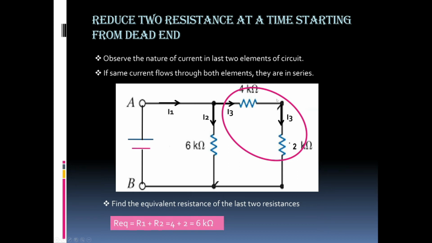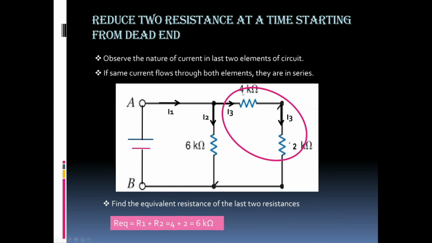For that, we have to find if they're connected in series or parallel. So we see the nature of current. The current I3 flows through the 4 kilo ohm resistor, and the same current I3 flows through the 2 kilo ohm resistor, which means they're connected in series. So if they're connected in series, you simply have to add both the resistances. So it will be 2 plus 4, which is 6. So the equivalent resistance of these two is 6.